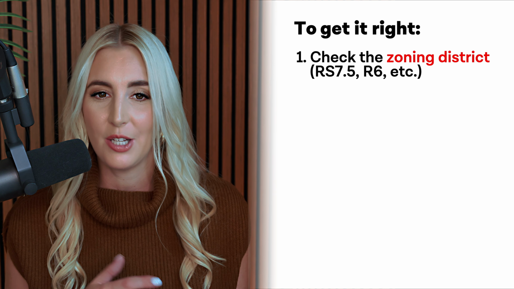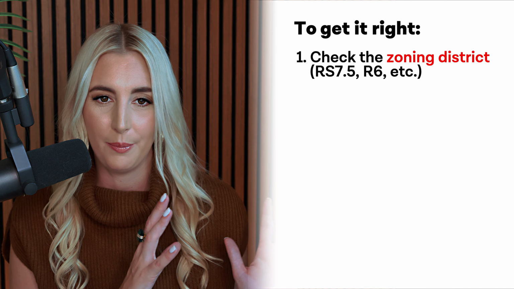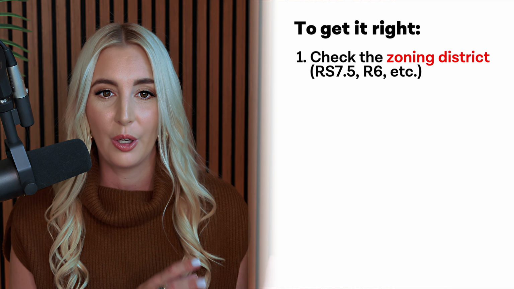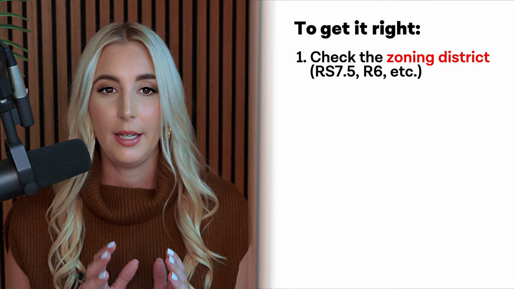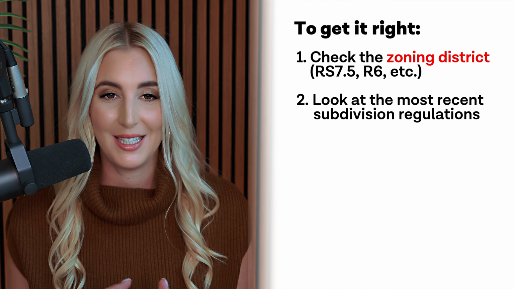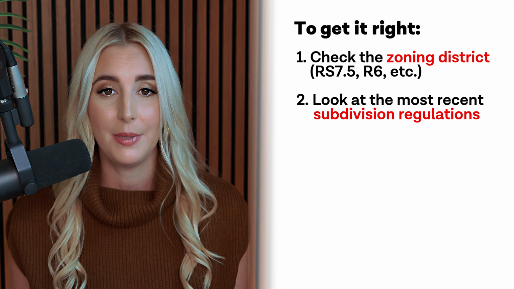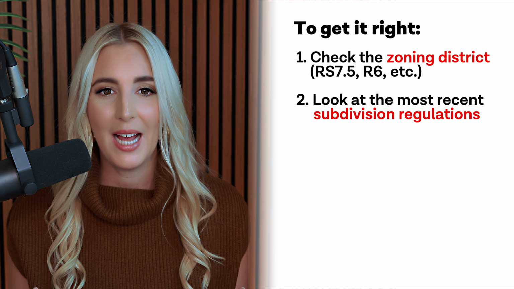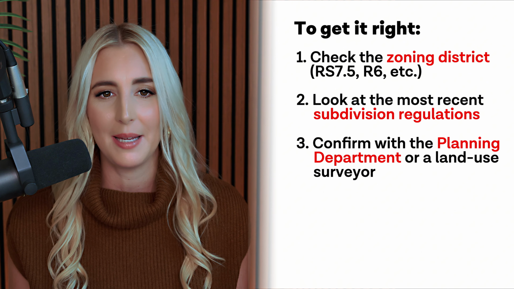So to get it right, check the zoning district, see if it's RS7.5, so you have to have a minimum 7,500 square foot lot, or R6. And then look at the frontage requirements that change by zone, right? Look at the most recent subdivision regulations, and Nashville updates these periodically. And when in doubt, confirm with the planning department. You can always email them.